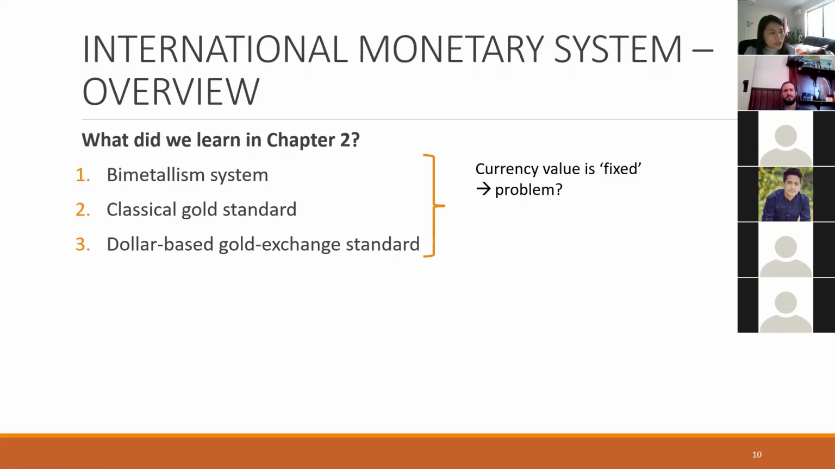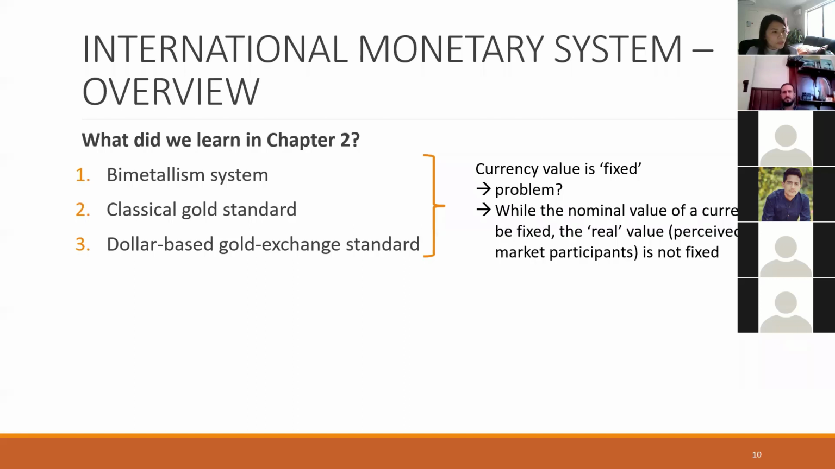So the common theme of these exchange rate regimes is that the currency value is basically fixed under these regimes, okay? So it's either fixed against the gold content or it's fixed against the USD, okay? So the main problem of fixing the currency value is that when market forces move away from the original value, this is when you have a discrepancy between your nominal value, which is the fixed value that you determine at the start, and the actual real value of the currency as perceived by the market participants, okay?